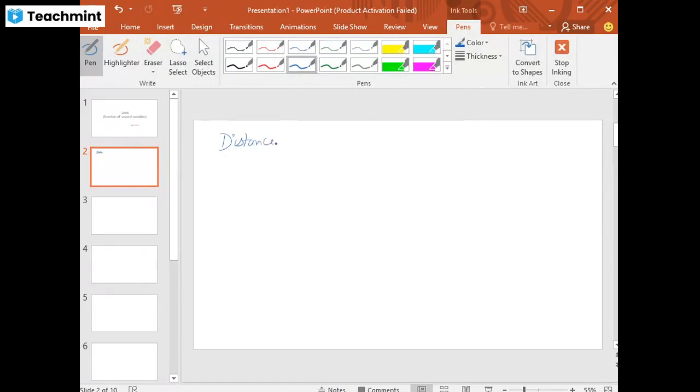To understand the concept of the limit of a function, the first thing we need to know is how to find the distance between two points in a plane. So suppose we are considering the xy plane. This is our x-axis, this is our y-axis, say this is our origin, and I'm considering any two points in this plane.